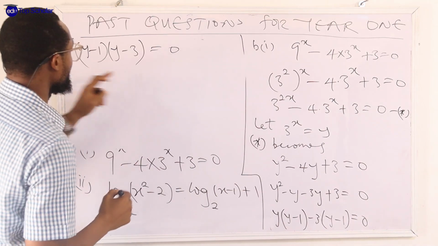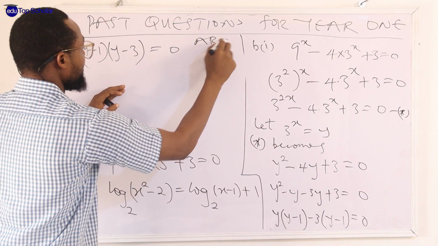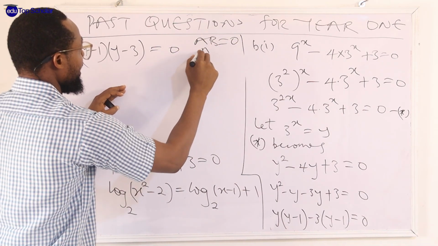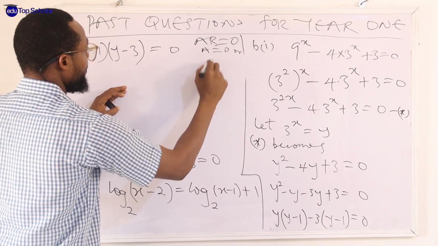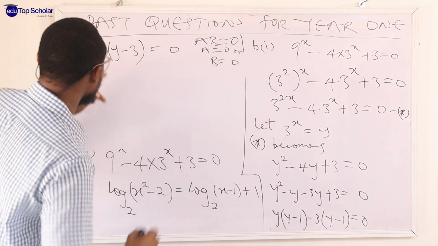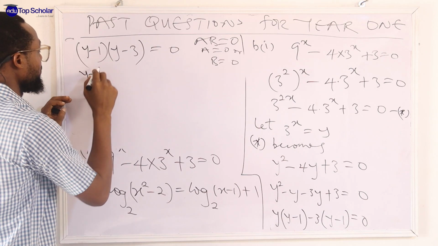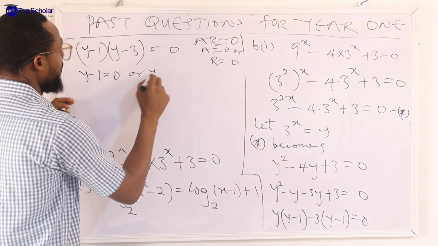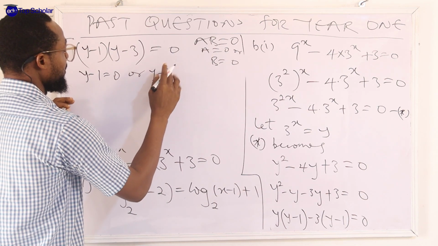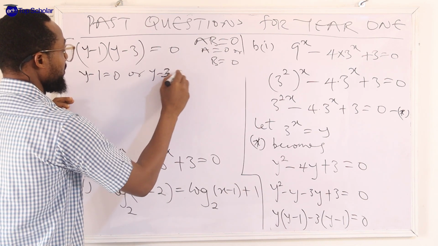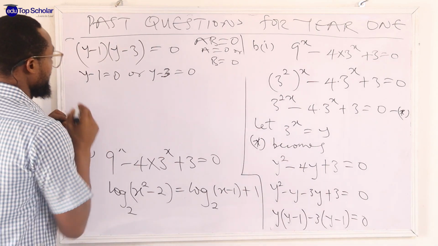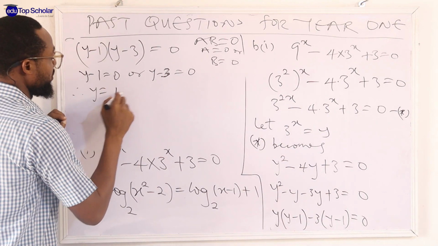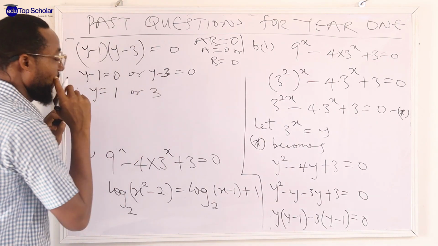Everything equals 0. When two things, a and b, multiply to give 0, it is either a is 0 or b is 0. Therefore y minus 1 is equal to 0, or y minus 3 is equal to 0. Therefore y is 1 or 3.